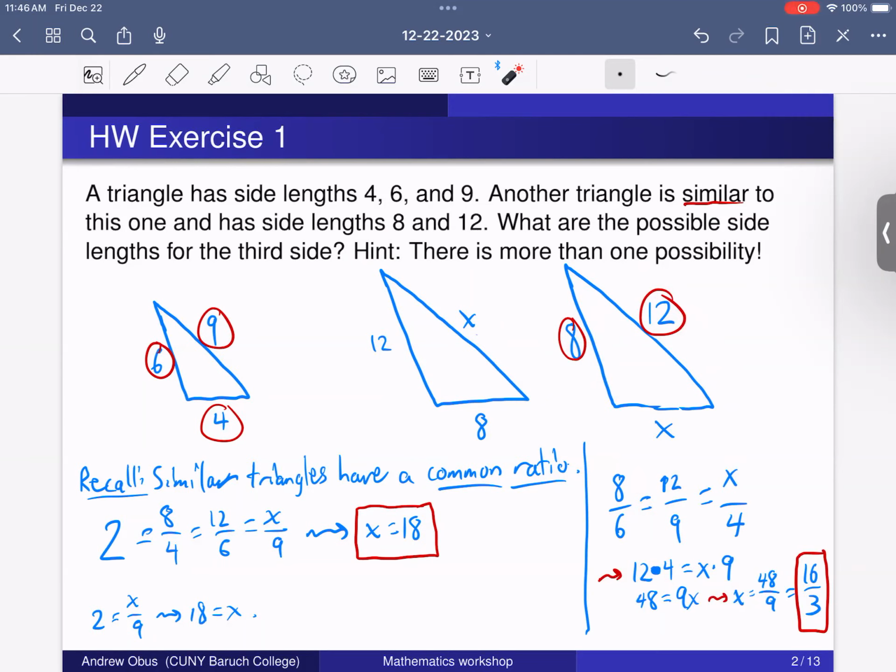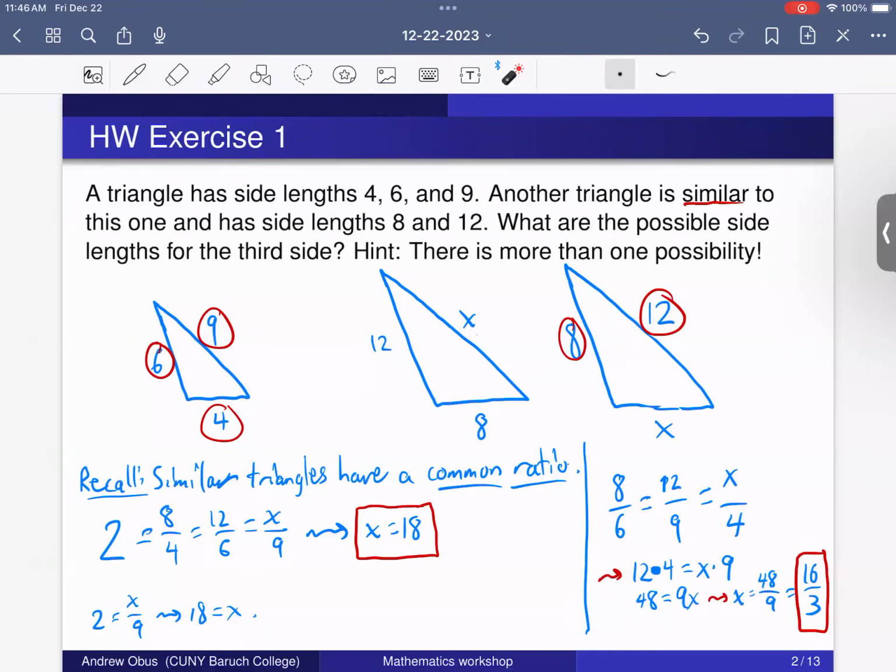What you're not allowed to do is put the x where the 8 is, because then if you try to label the 12 and the 8 over here, you're not going to get similar triangles because the 12 to 9 and the x to 4 won't work. So these are the only two ways you can label the triangle that are going to make it similar.